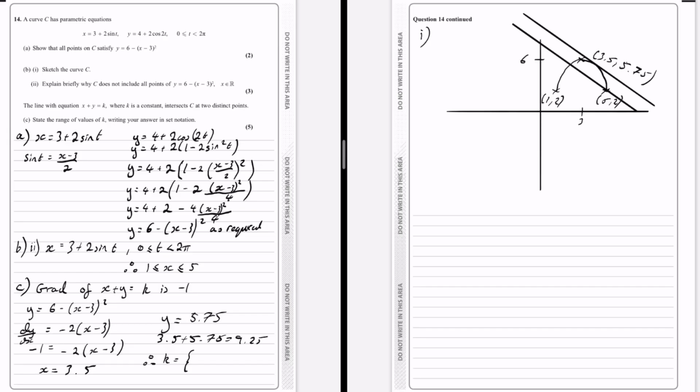So the smallest value of k is going to be 7, from the 5 plus 2 in the coordinates (5, 2). And the largest value is going to be 9.25, from the sum of the x and y coordinates. Well done if you managed to get that one.